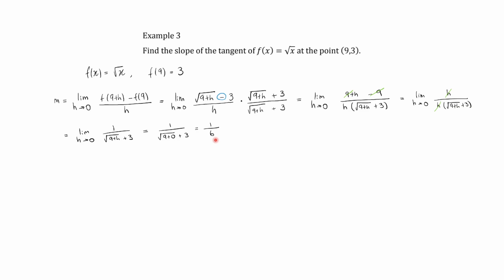And this is going to be equal to the slope of the tangent, or the instantaneous rate of change of the square root of x at the point (9, 3).